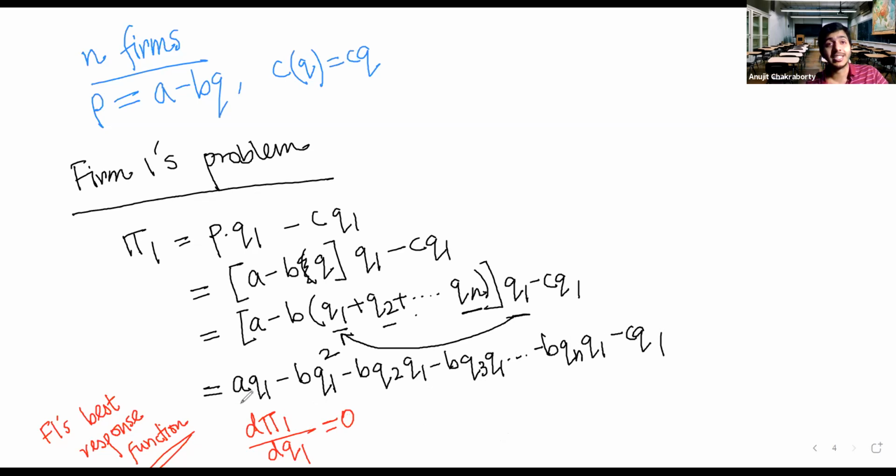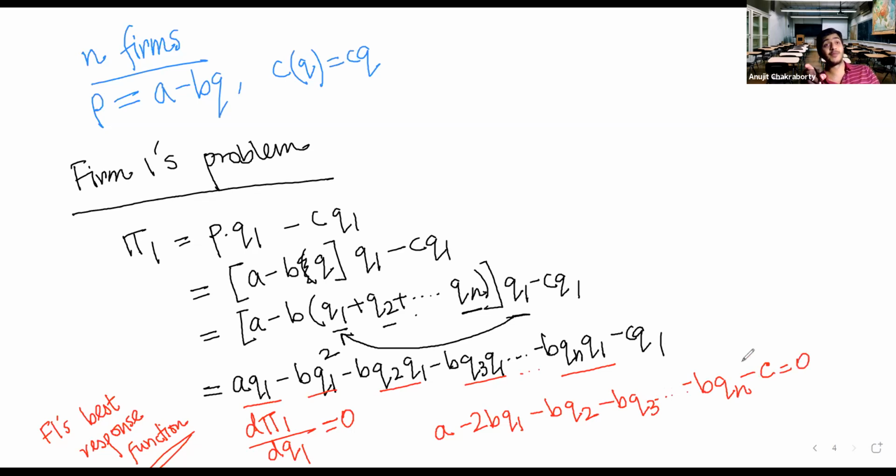If you take a derivative, let's do it term by term. The first term after taking a derivative becomes a. The second term becomes minus 2bq1. The third term becomes minus bq2. The fourth term becomes minus bq3. I'll keep on going. This term right here becomes minus bqn. And then there is the minus cq1, which becomes minus c. And that is equal to 0. So that right there is going to be firm one's best response function.